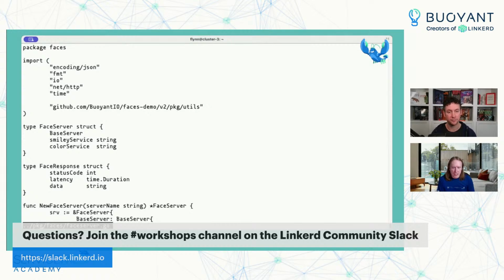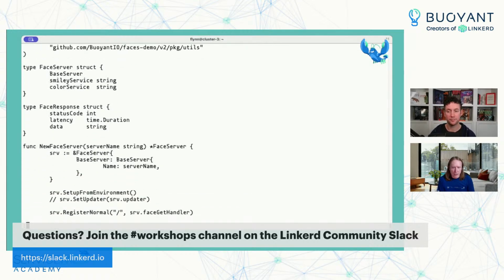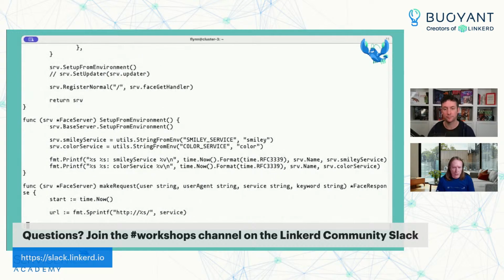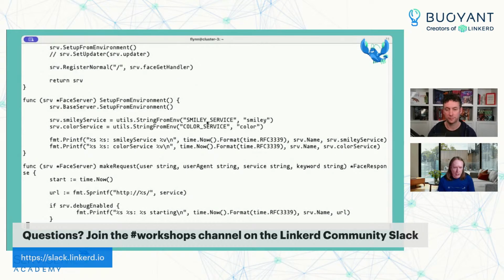And the face server is the one that actually makes the other calls. Unless you say otherwise, which we did not, it is literally making calls to Smiley and Color, and just letting DNS resolution do the right thing to fill in the service.cluster.local part. And there you go. That's the URL.